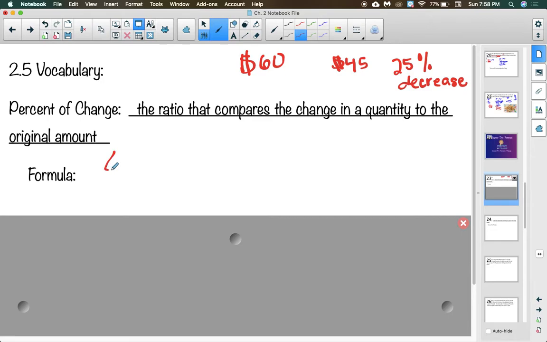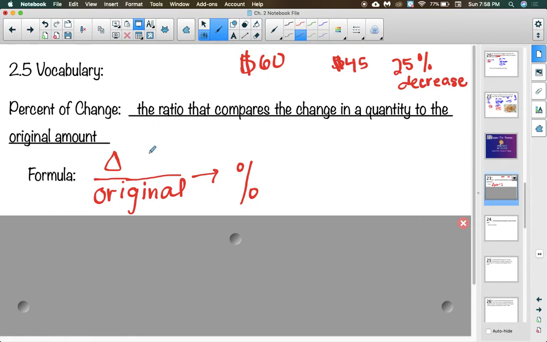Okay, and the formula here is going to include something that you're familiar with. Remember the triangle delta? So delta always represents change. So we would find delta, we would find the difference between those two prices, and then we would divide it by the original amount. And whatever you get from that division problem, we will then turn into a percent. Because this is percent of change, not fraction of change or decimal of change. It's percent of change.